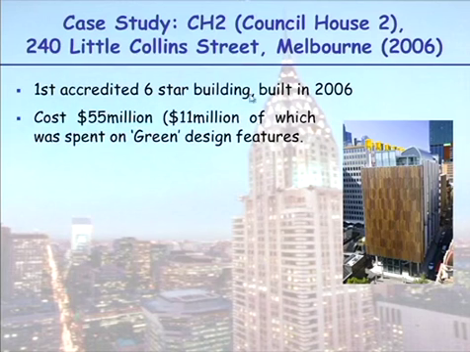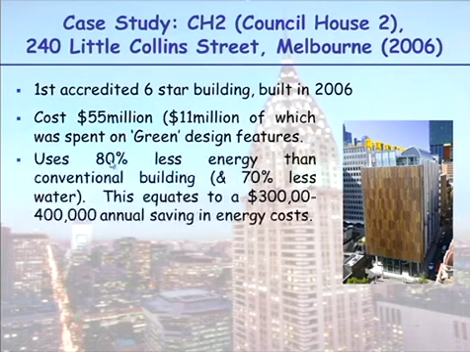When they built this, they said, as a city of Melbourne, we owe it to the people to build a highly energy efficient building. So of that $55 million, $11 million was spent on green design features. So quite a lot of money. In terms of energy usage, it uses 80% less energy than a conventional building and 70% less water. And that equates to a $300,000 to $400,000 annual saving in energy costs.